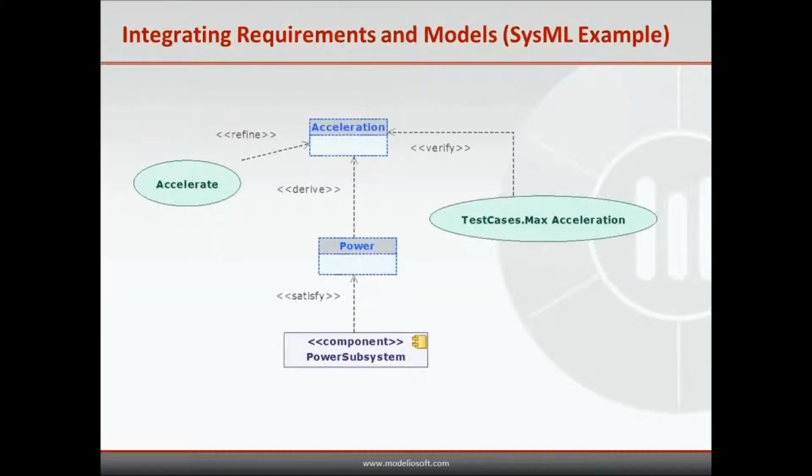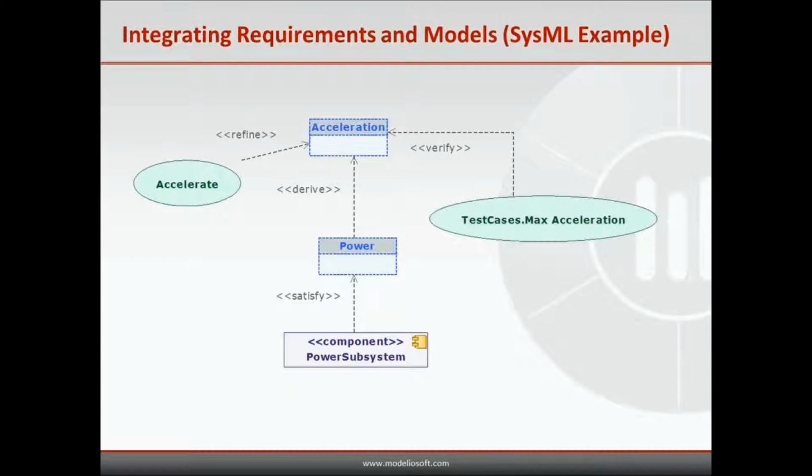Let's see a very small example, which is a SysML example. SysML is a standard for complex systems, such as an airplane, and it's an extension of UML. So here we see two requirements, acceleration and power.